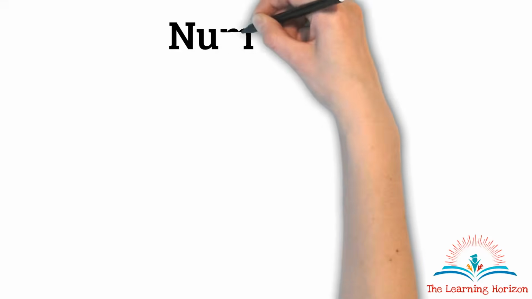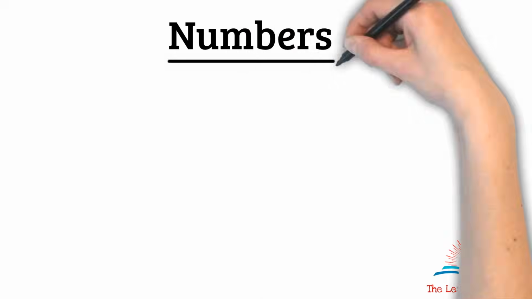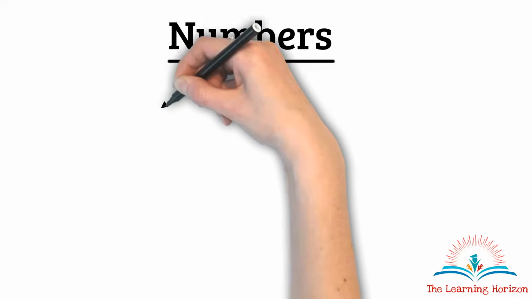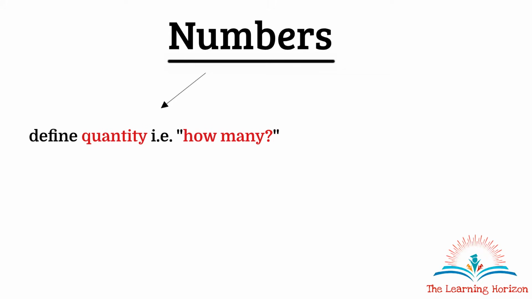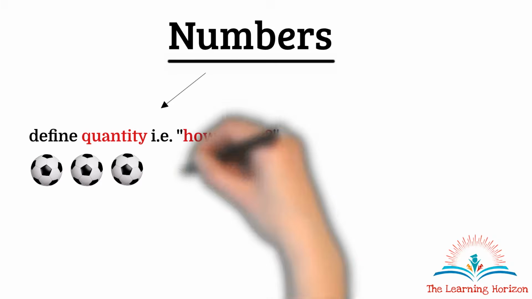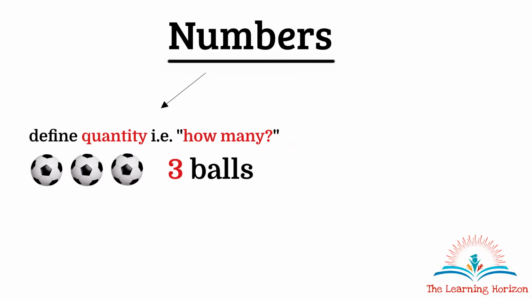Now, what are numbers? Numbers define quantity, that is, it tells me how many. Let us understand this with an example. Look at these balls. How many balls do we have here? I say there are 3 balls. So here 3 is a number that tells me the number of balls I have.